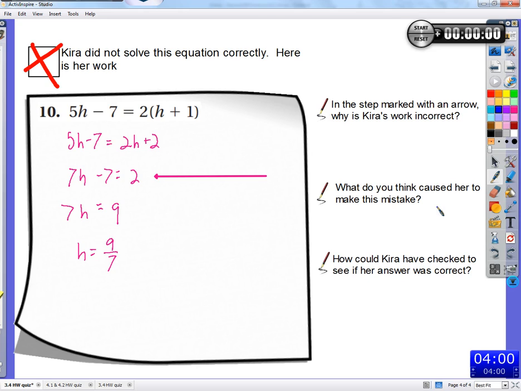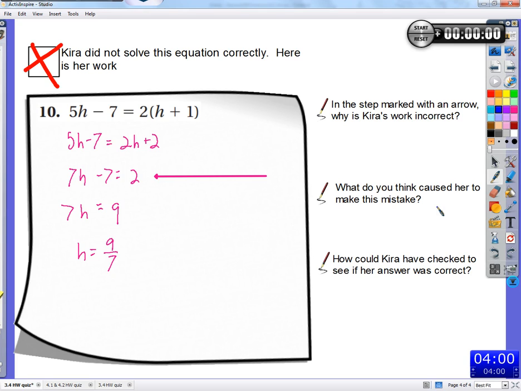If you were to make a mistake like that, adding 2h to both sides in that step before the arrow, why might you have done that? Why might you have made that mistake? Okay, so you might have just seen a couple of like terms and said, hey, let's put those together. And maybe going too fast and didn't think about that like term being on the other side of the equal sign. Good, that's a great reason why that might happen. Just, hey, collect like terms and you do that.